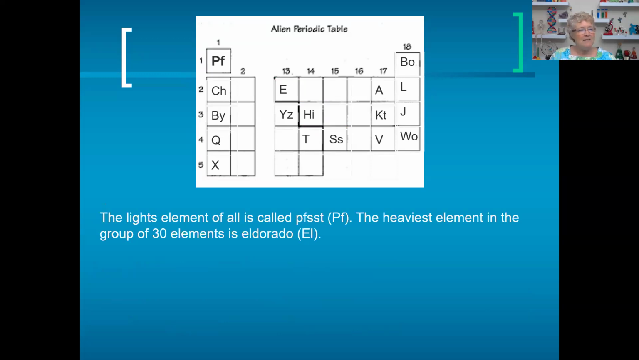All right, the heaviest element in all these groups is El Dorado. Where does El Dorado go? 14-5. That's the heaviest that they have. Because remember, farther over to the left and farther up to the top are both lighter than the ones that are farther to the right and farther down. So it's going to be right here is going to be where El Dorado goes.